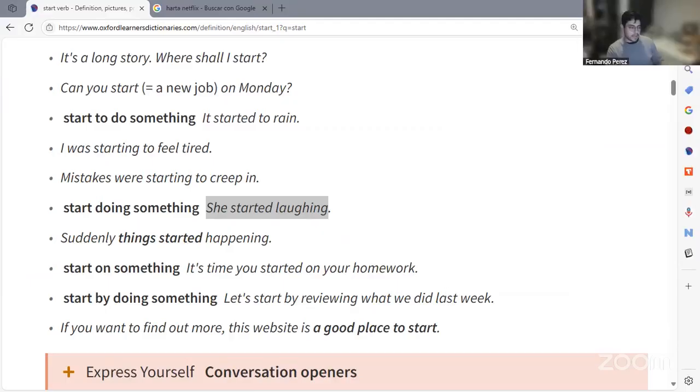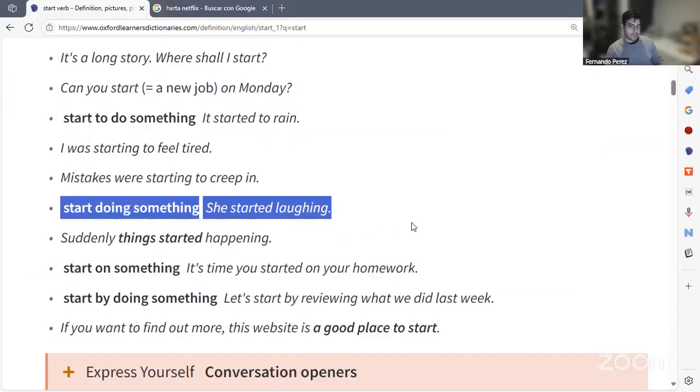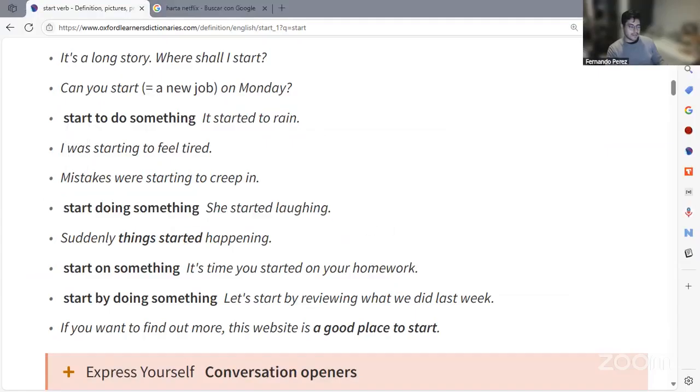Perfect. In a moment, I'm going to show you some verbs that can go with both to or ing. This is a little difficult because they change meaning. So in a moment, I'll show you this. Okay.